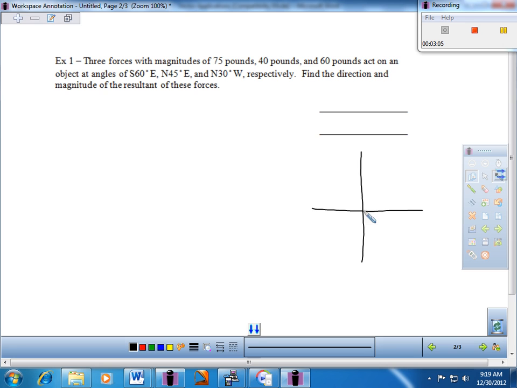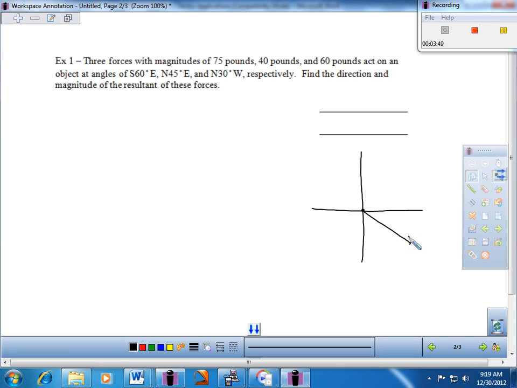So the first one I see is a magnitude of 75 pounds. And by the way, I'm going to go everything from the origin. That's just the way I'm going to start drawing this out. So 75 pounds, 60 degrees east of south. So let's start off our south axis here in an easterly direction and would look maybe something like that.